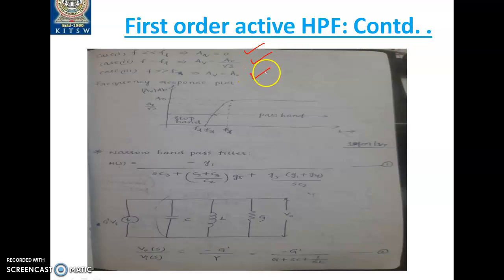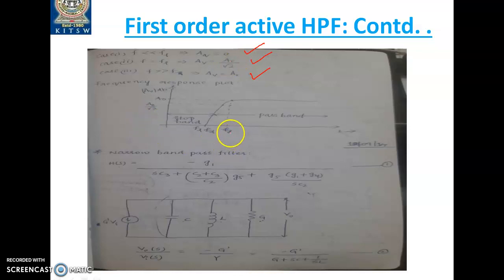This is the observation that we have made according to the equation that we have already seen in the previous slide. What you need to understand is that for frequencies far less than FL, the gain is 0. And recall what we have already discussed in the case of the low pass filter. In the low pass filter, for frequencies less than FH, the gain should be maximum. Here the gain should be minimum, that is 0. That is the only difference we are going to observe in the two responses of the filters.